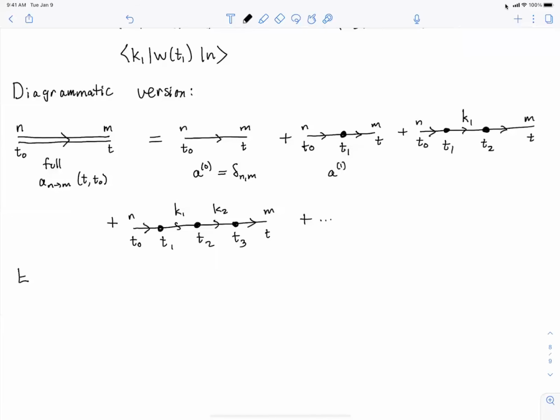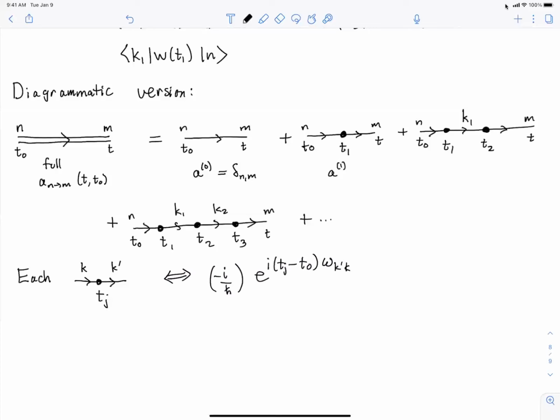Okay, and then here's the rule that you can figure out or show gives the correct formula. Every time you have a dot with a line coming in and a line coming out, which is labeled, let me put K and K prime here. The K and the K prime could be N or M or K1 or K2 or anything. And I label the dot by some time T sub j. Whenever I see that in the diagram, I write down the following factor, minus i over h bar. I write down an exponential phase. And that exponential phase depends on the time Tj. It depends on the difference in energies between the states K prime and K. And it comes with this matrix element factor.